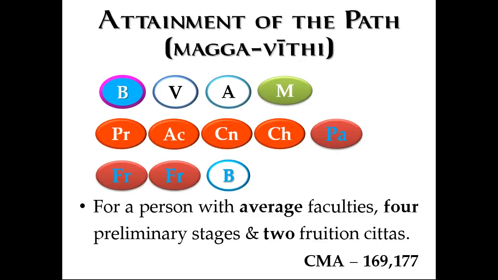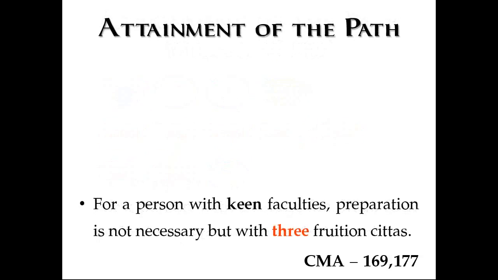For normal people, together with the preparation, if there is preparation, only two fruition cittas. So when we talk about change of lineage, here is a transition period, the change from the lineage of worldling to the lineage of noble ones, because you attain the path. For the average passing: four preliminary stages, one Magga Citta and two fruition cittas, then after that, Bhavanga. For the keen one, for a passing with the keen faculty, preparation is not necessary, but with three fruition cittas.